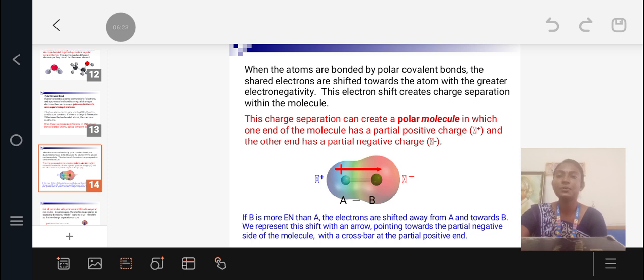If B is more electronegative than A, the electrons are shifted away from A and towards B. We represent this shift with an arrow pointing towards the partial negative side of the molecule, with the crossbar at the partial positive end.